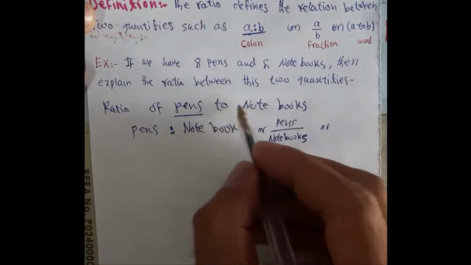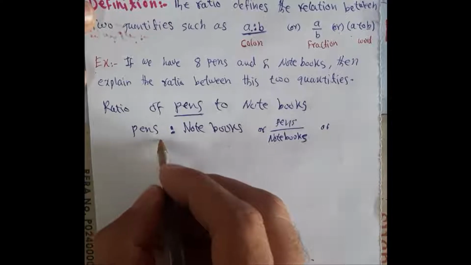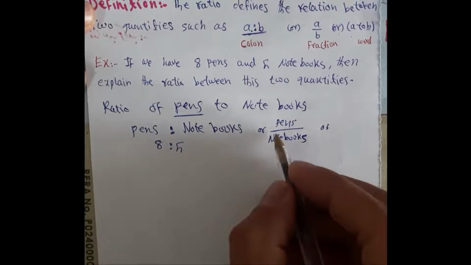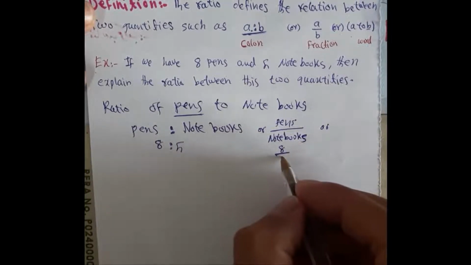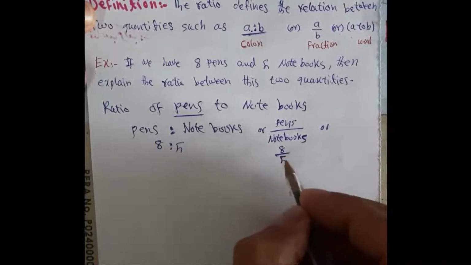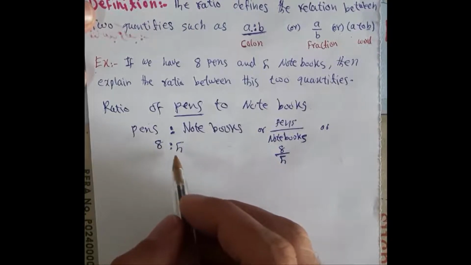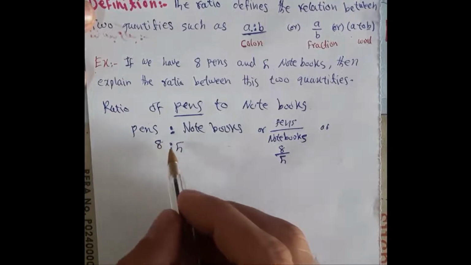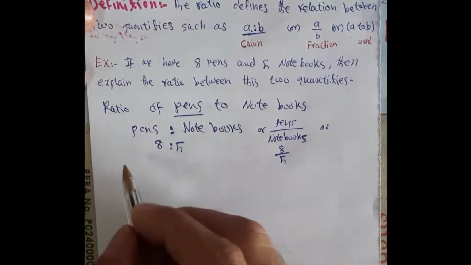It is the word type. Now, how many pens do we have? 8. Colon, how many notebooks do we have? 5. Here, we can write 8 over 5. That means in every group of pens and notebooks, for 8 pens we have 5 notebooks, or for every 5 notebooks we have 8 pens.